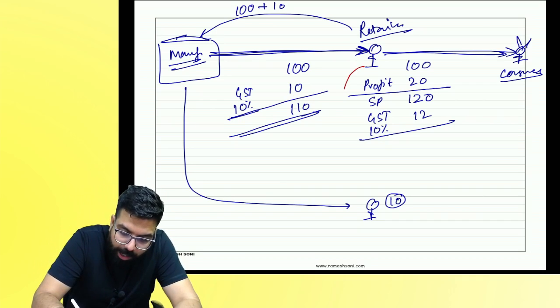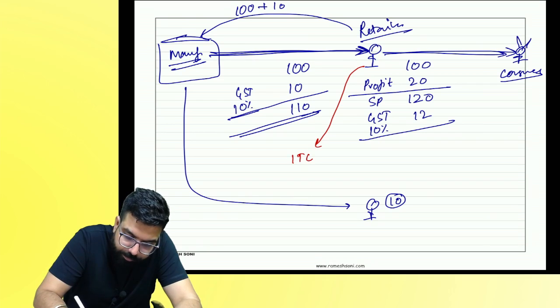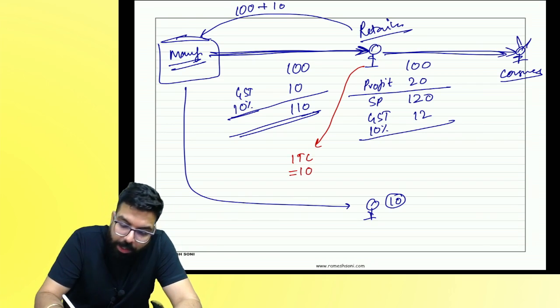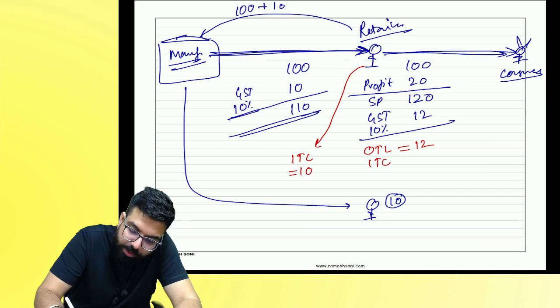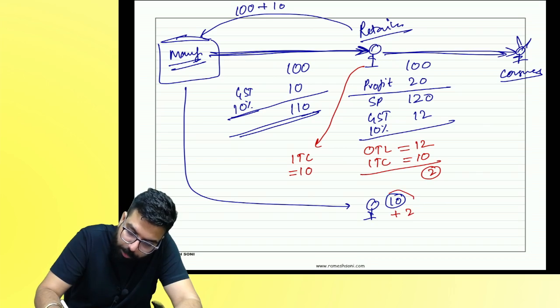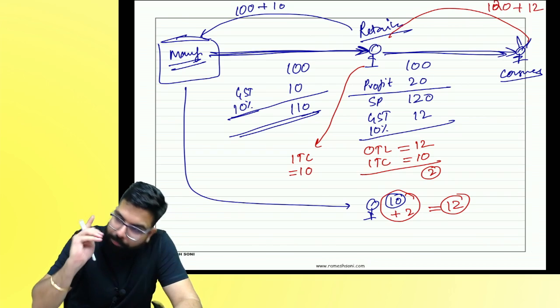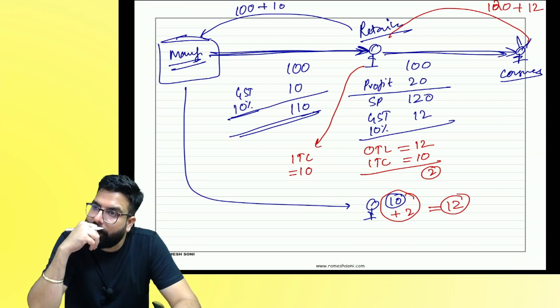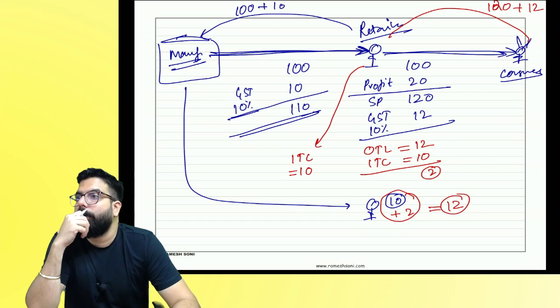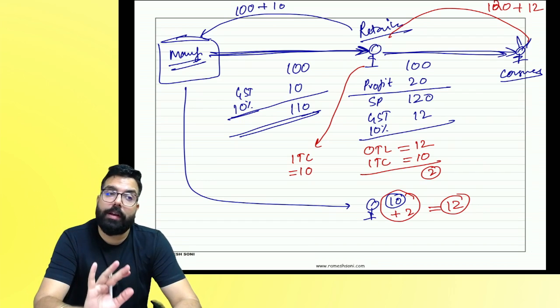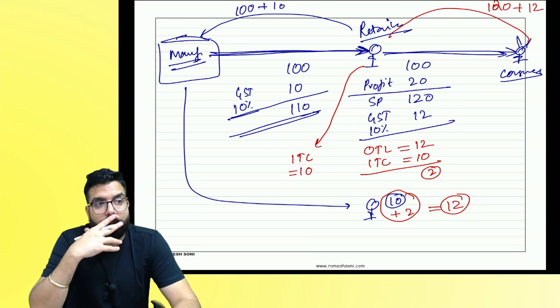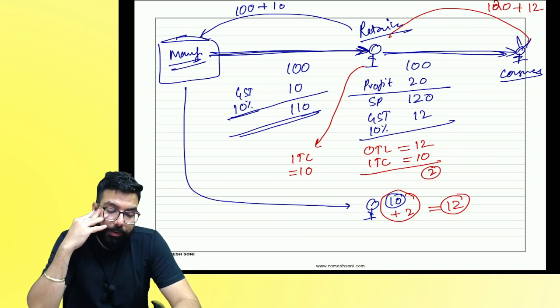Tell me one thing. How much input tax does he have? 10 rupees. How much is his output tax liability? How much will he use? How much will he pay to the government? So the government got how much in total? How much did the consumer pay in total? 120 plus 12. Do you agree with me? Any doubt till here? I'm asking you again and again because this basic class is very important. Got it? Okay.